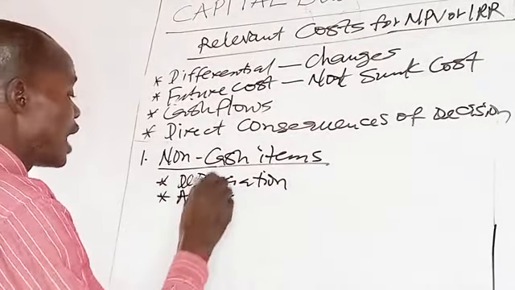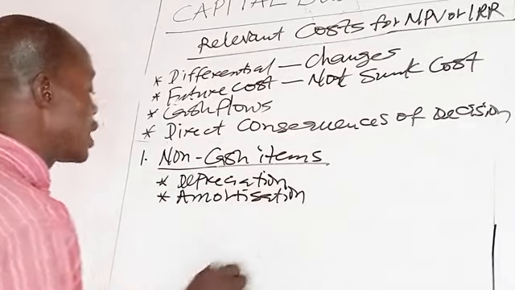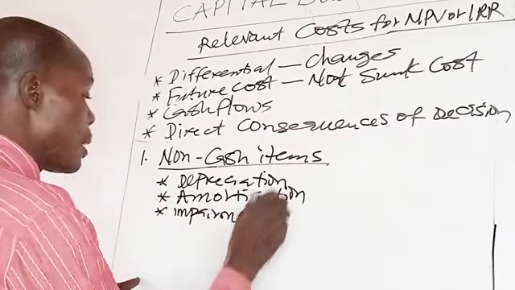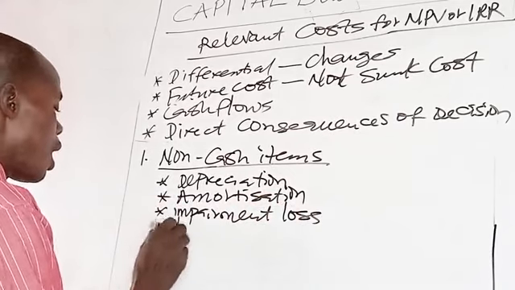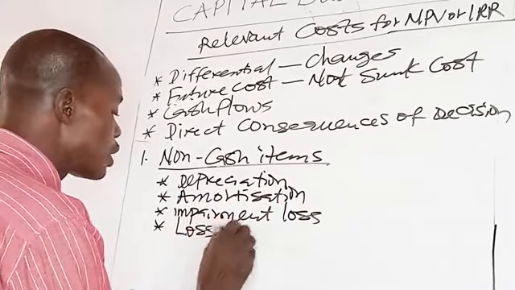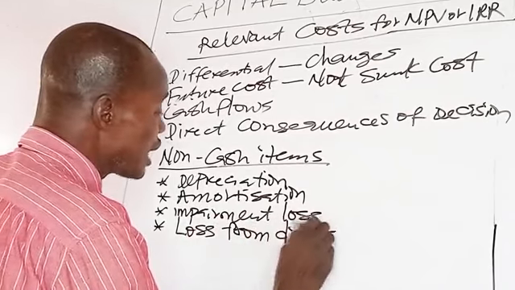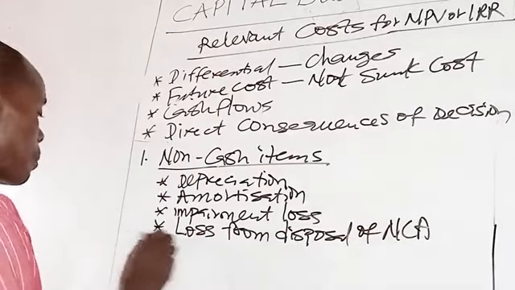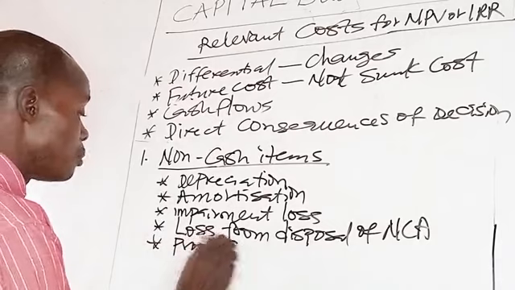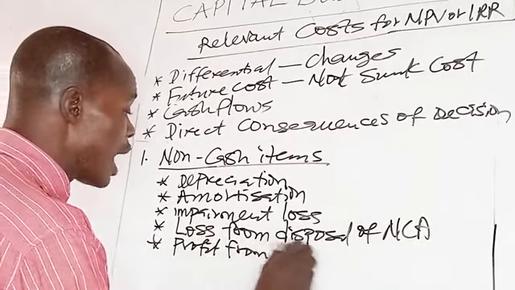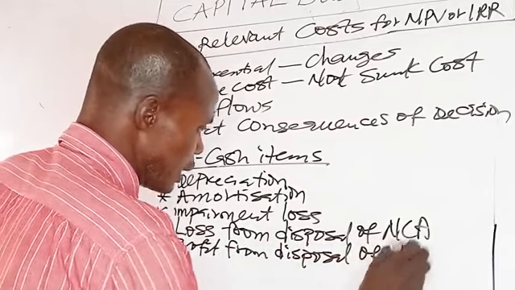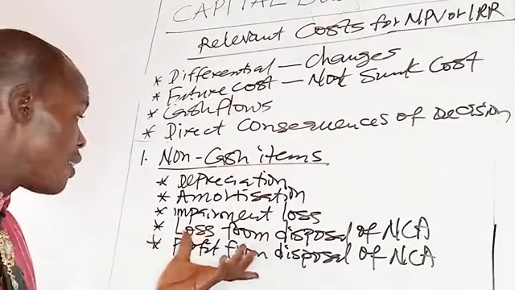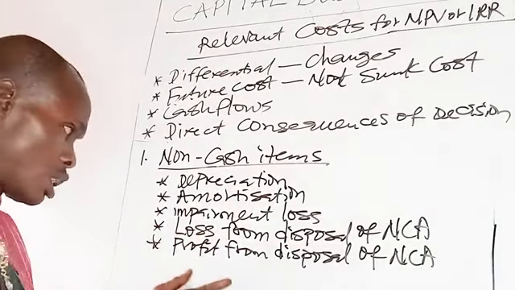Amortization does not involve cash flows. Amortization is not a cash flow. Impairment loss is not a cash flow, so it is not relevant. Impairment loss, then loss from disposal of non-current assets. Disposal of non-current assets is not relevant. Profit from disposal of non-current assets. All these items do not involve the flow of cash. So anytime you see any of them, they are not relevant in decision making.